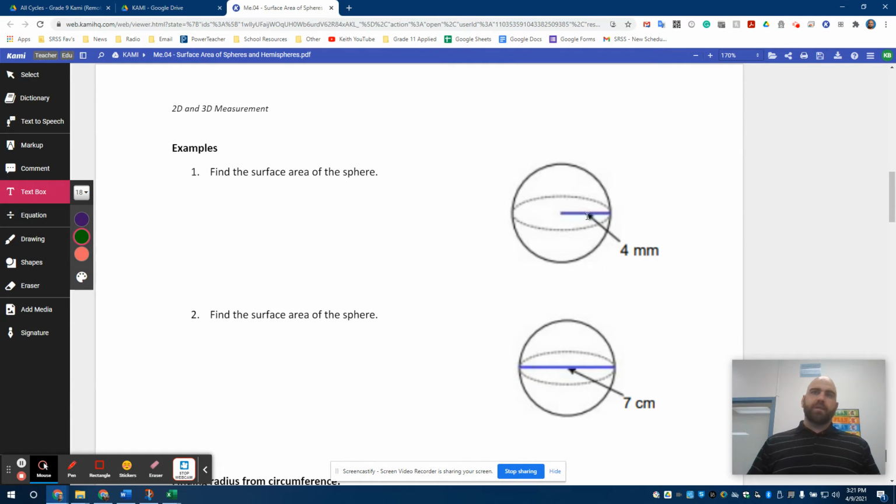Okay, so the first one here is a sphere that has a radius of 4 millimeters. Now you notice that it's a radius because the line only goes halfway across. It goes right to the center. Diameter, it goes all the way across. So we're going to find the surface area of this sphere right here. And because I have the radius, I'm going to use the radius equation.